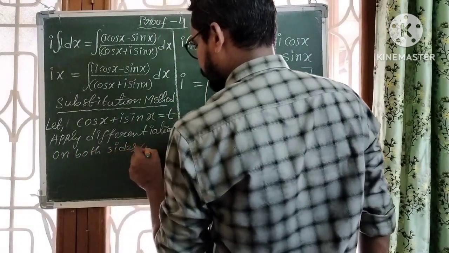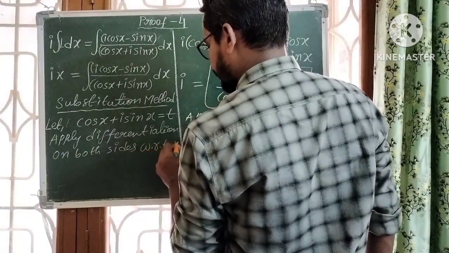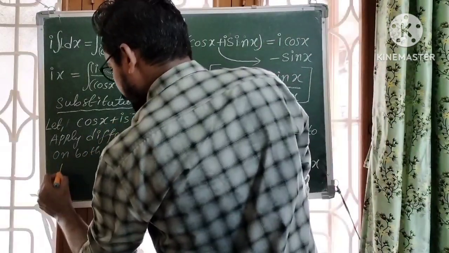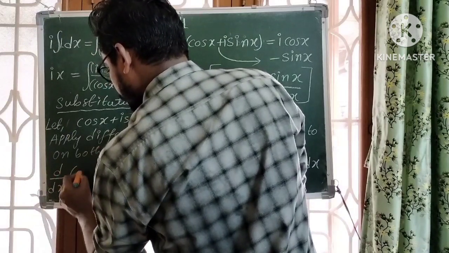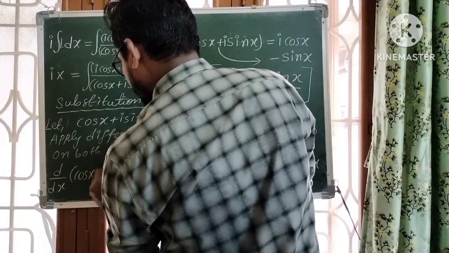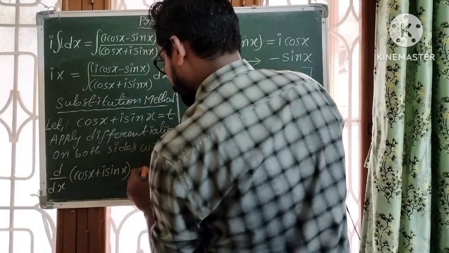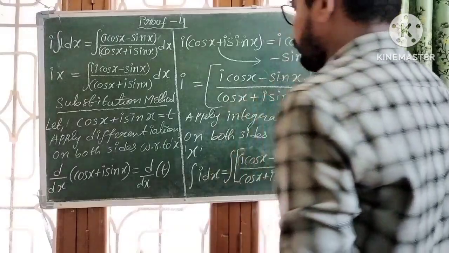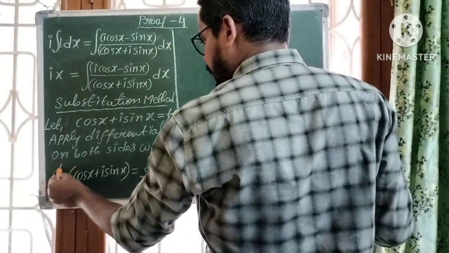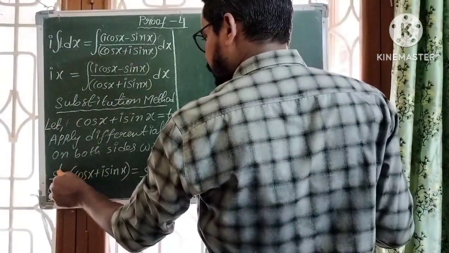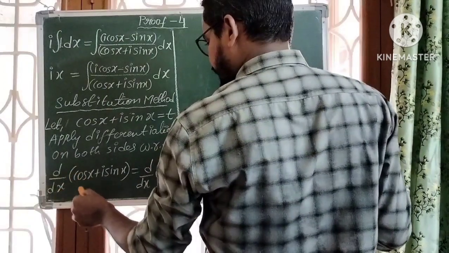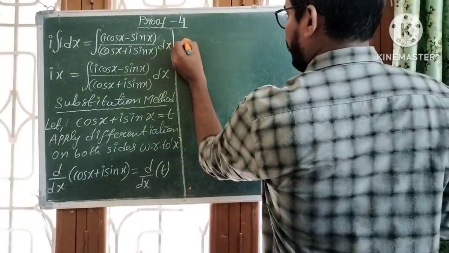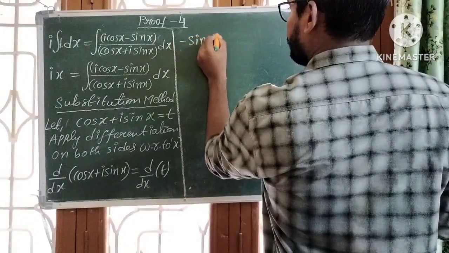Differentiation on both sides with respect to x. Apply differentiation on both sides with respect to x. d by dx of cos x plus i sin x is equal to d by dx of t. Okay, next. So d by dx of cos x, the derivative of cos x with respect to x, is minus sin x.